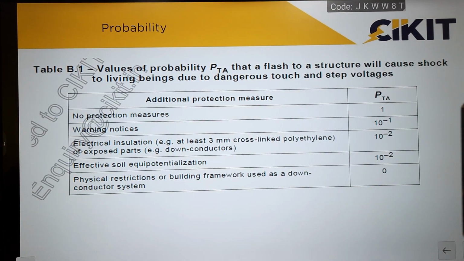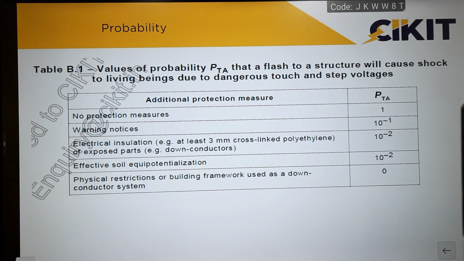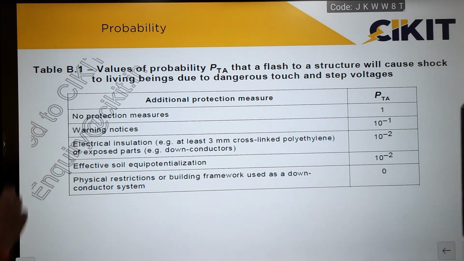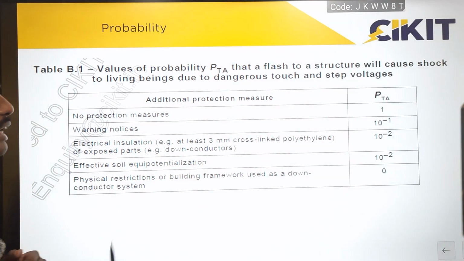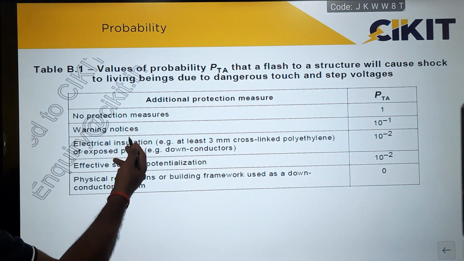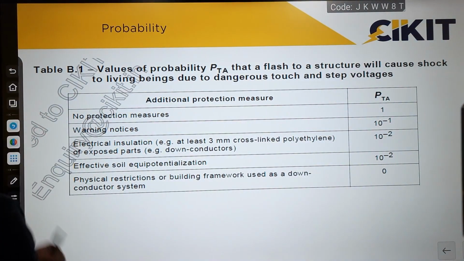So the next part is the probability of damage. In the second part, probability, we will be considering the protection measures incorporated. Here we can observe this protection measure. If there is no protection measure, the value of PTA is 1. If we are providing warning notices, the main thing they have mentioned about is the step and touch potential.